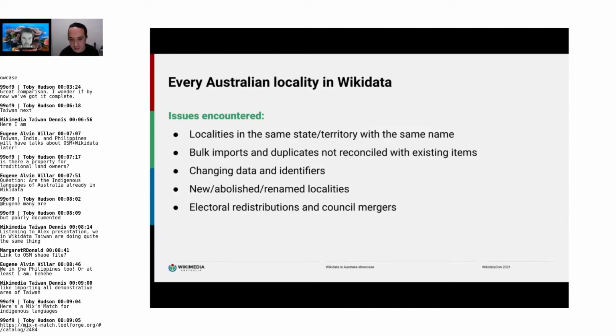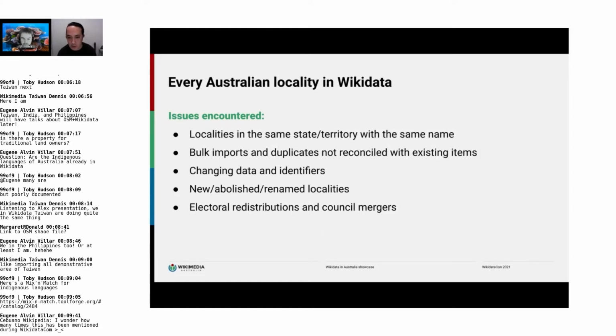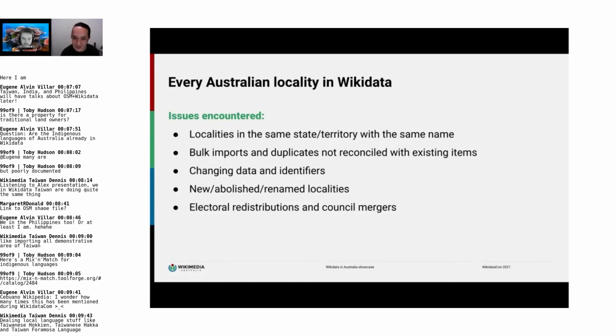If you're a really good data citizen, you can go in and merge those together in GeoNames or in the Cebuano wiki, but sometimes that's a bit too much to do. Data changing in identifiers: for example, the New South Wales Geographic Names Board keeps changing their identifiers, so Toby and I have been working on trying to get the new ones. Localities being abolished or added or renamed, and electoral redistributions and council mergers.